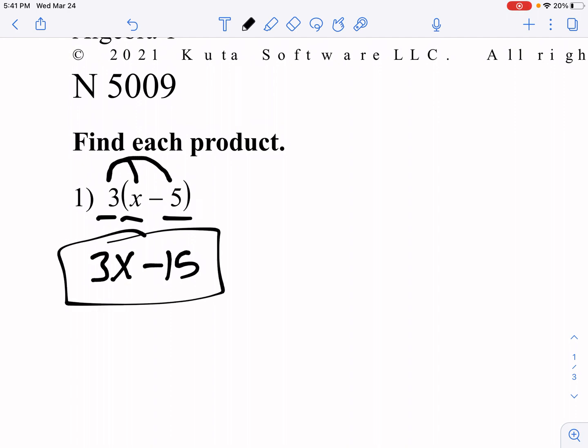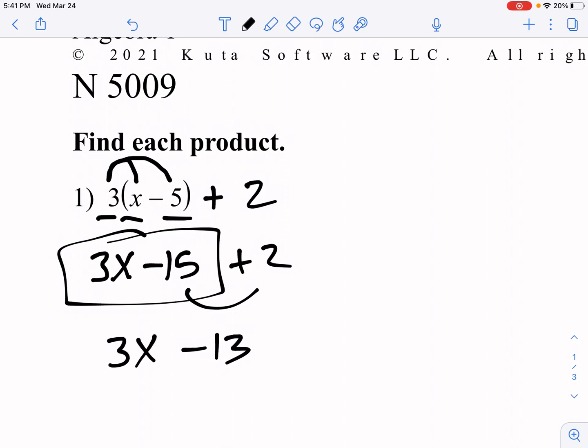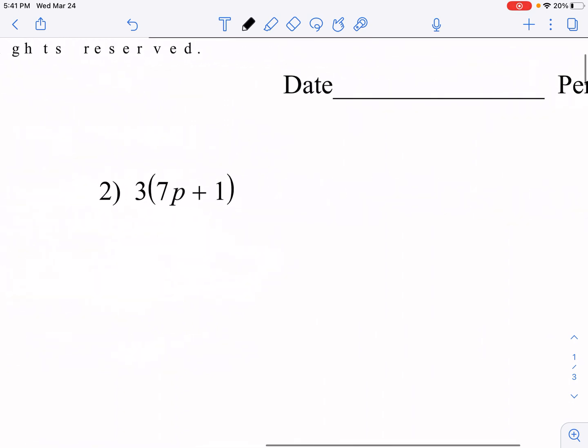Now sometimes it's not in this set of notes. Sometimes there might be something added on the end, like maybe it says plus 2, in which case you would just combine like terms after that, and you could combine this to make negative 13. So then you'd have 3x minus 13. It just depends on what's given. Sometimes you can combine terms at the end, but the important thing right now is just focusing on the multiplying of the polynomials.